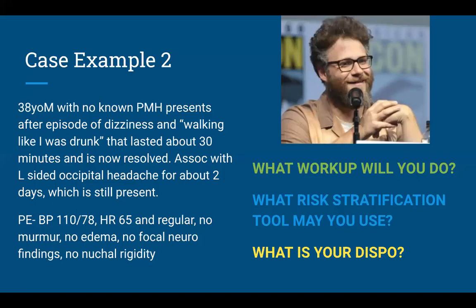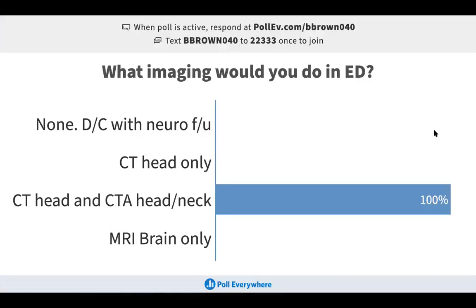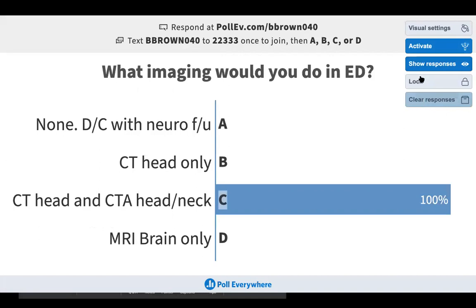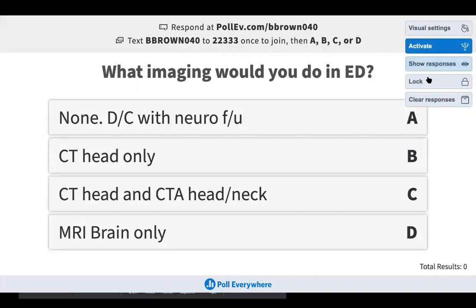All right, case 2 is the younger guy who had this episode of dizziness and walking like he was drunk. And he's just got this really bad left-sided occipital headache and neck pain for a couple of days that's still there. So hold on, let me clear this. For this guy, what would you do in the emergency room? Would you do nothing? Would you do a CT head only? Would you do a CTA head and neck with CT head, or would you do an MR brain only?